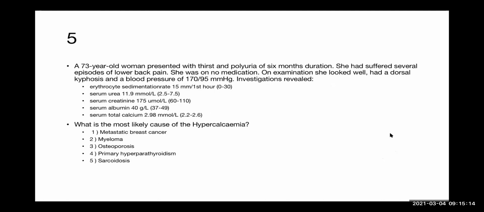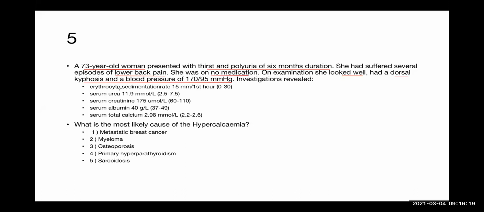Let's move on. See this, all of you, please focus here. Let me underline the important points, okay? And you can solve on your own. A 73-year-old woman, so she's a relatively older woman, presented with thirst and polyuria of 6-month duration. So thirst and polyuria. Polyuria means excessive urine. She had suffered several episodes of lower back pain. She was on no medication. On examination, she looked well, had a dorsal kyphosis and a blood pressure of 170/95. So there is a hypertension here. There is a dorsal kyphosis. She was having lower back pain. She is a quite old lady with polyuria and excessive thirst.